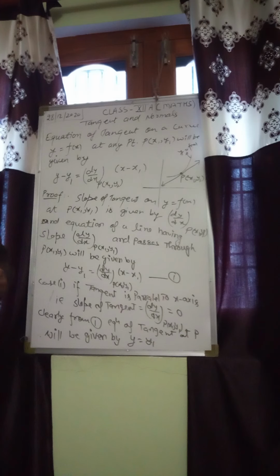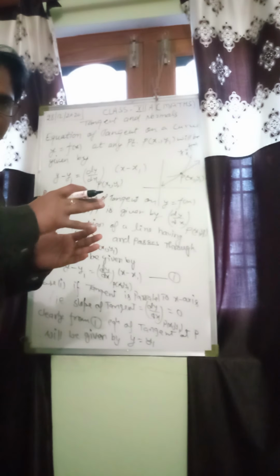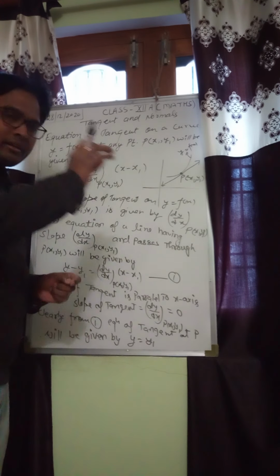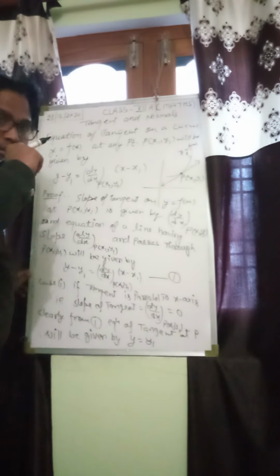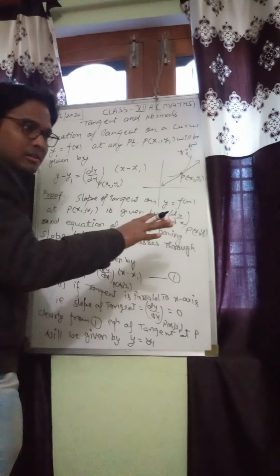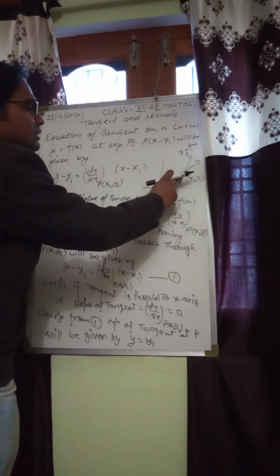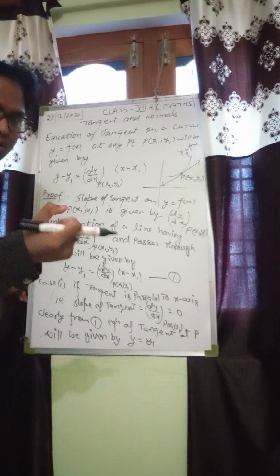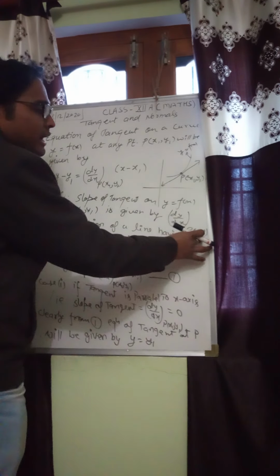We know that slope of tangent at any point on a curve is given by its derivative dy/dx at that particular point. Means if y = f(x) is the equation of that curve, we have to find dy/dx at P(x1, y1) for the slope of tangent at this particular point. So by using derivative we can easily find out its slope. That is dy/dx at P(x1, y1).